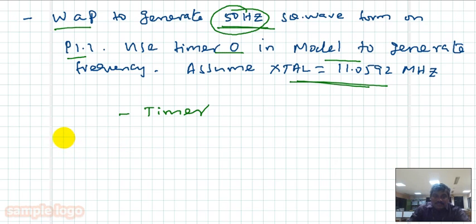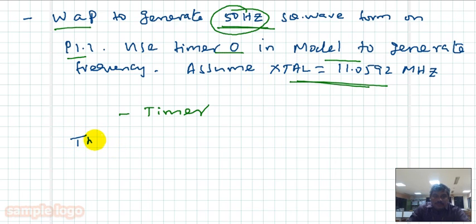In the last lecture, we have discussed the basic functionality of the timer. What is timer and the modes of the timers and the operation of the timer. And in this question, it is given use timer 0 in mode 1 to generate the frequency. So first we'll see how to select timer 0 in mode 1.